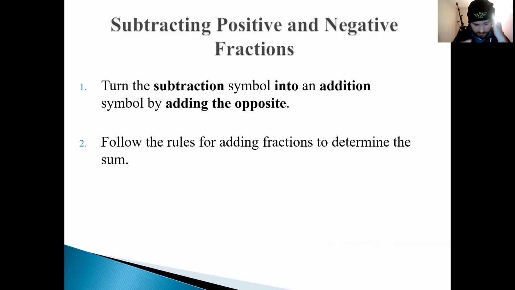So subtracting positive and negative fractions, that just mixes up the symbols. All we're doing here is now we're adding something different. So the easiest way to do this, now that we've already done the addition one, is just turn the subtraction symbol into an addition symbol by adding the opposite and then follow the rules for adding fractions.